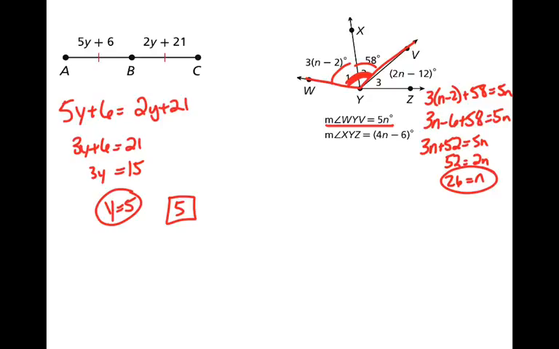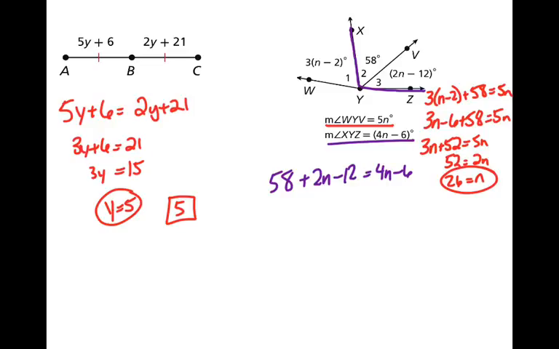Now, you could also do it another way. Instead of using the 5n part, you could say angle XYZ is 4n minus 6. So you could also do it like this and say 58 plus 2n minus 12 is equal to 4n minus 6 and solve that equation. So either way will work.